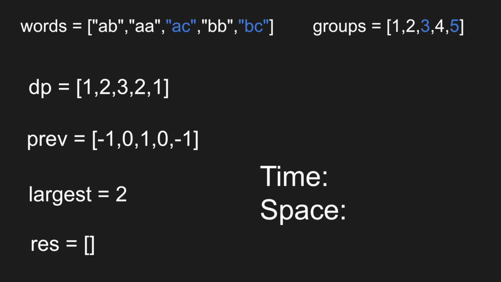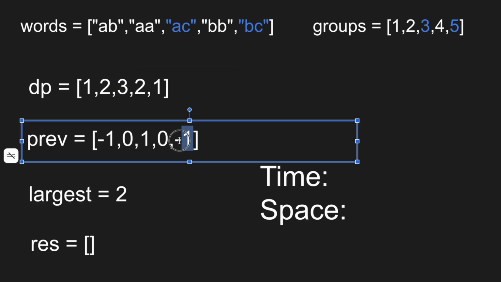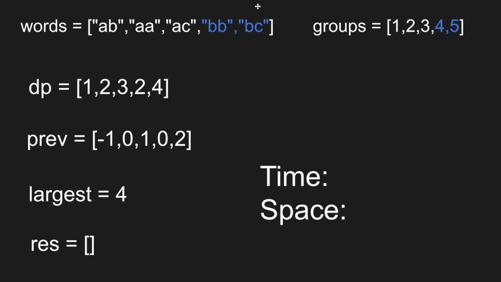And for ac and bc, the Hamming distance between the two is 1. 3 and 5 are unequal, so we can continue from the sequence 3, which will be 4. And the previous here will be index 2. Now we look at bb and bc.